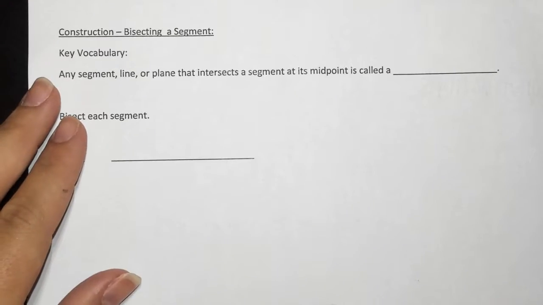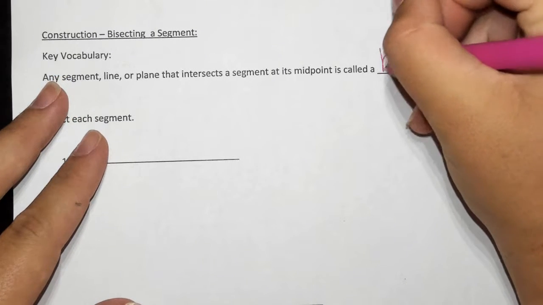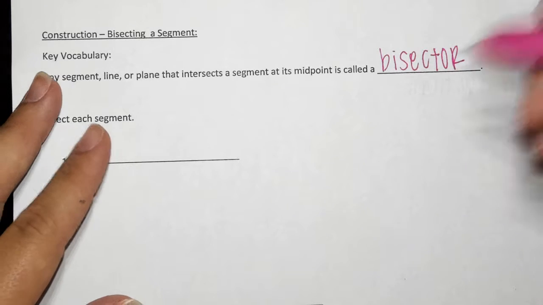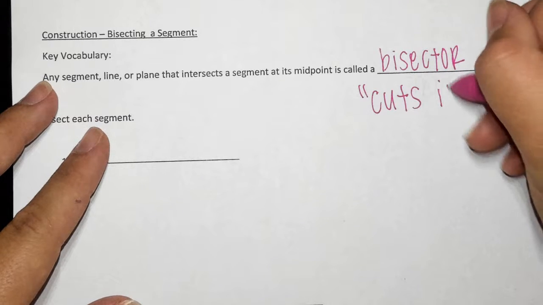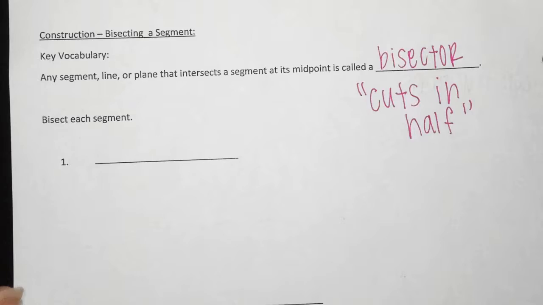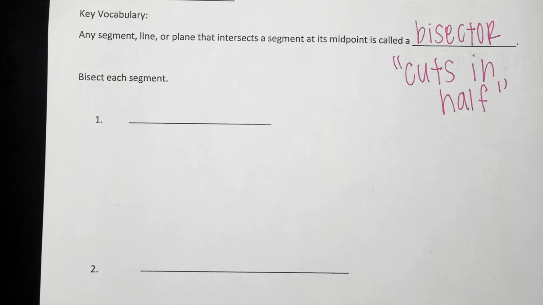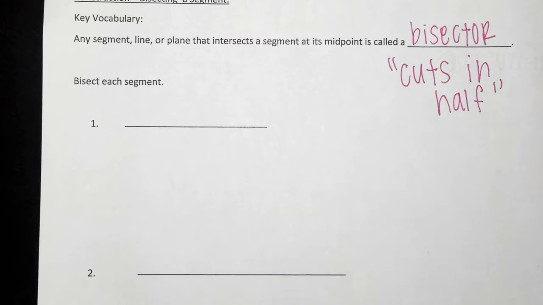On the back, we have to bisect. So this blank is called bisector. A bisector is any line that cuts a segment in half. So we need to cut this line in half without measuring it and just dividing by 2. A bisector cuts it in half. It goes directly to its midpoint.